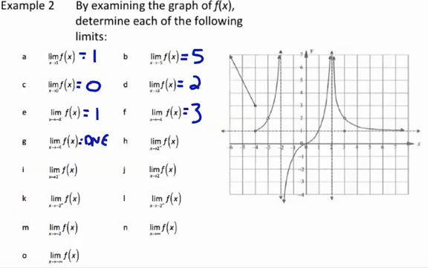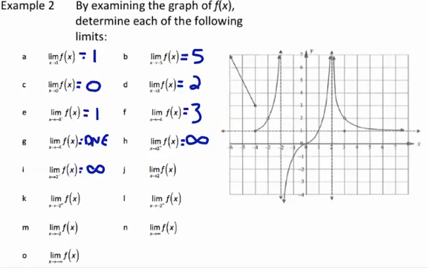So on h, we have x approaching 2 from the right, so we're coming in like so. That graph keeps climbing forever, so as x approaches 2 from the right, the height of the function approaches infinity. I, x approaching 2 from the left, so we come in like so. Again, climbing, so as x approaches 2 from the left, we also approach infinity.